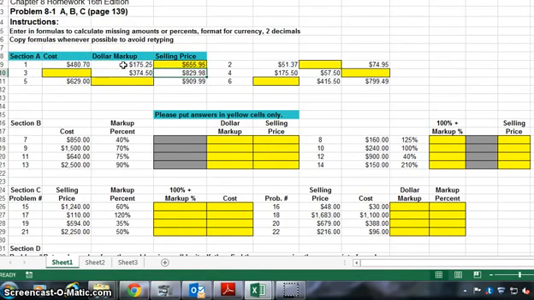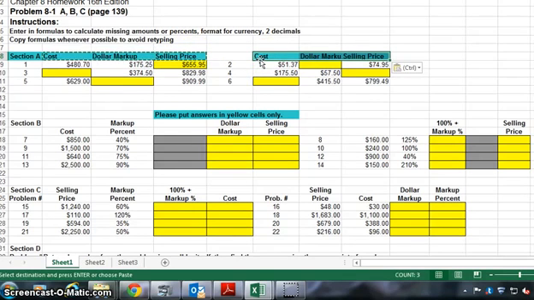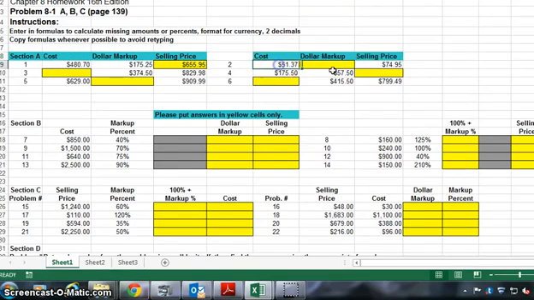By the way, these headings here should have really been copied over here. You can do that if you like. If you have the cost and you have the selling price, but you don't know the dollar markup, you're going to subtract selling price minus the cost, and so forth. And that part doesn't matter whether you are based on cost or based on selling price. The only time it matters is when you are dealing with a markup percent.